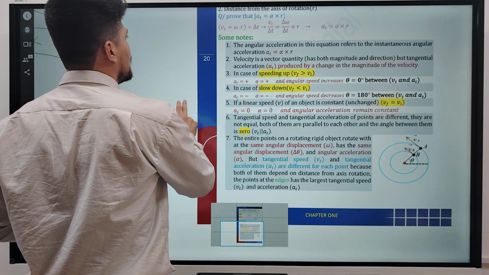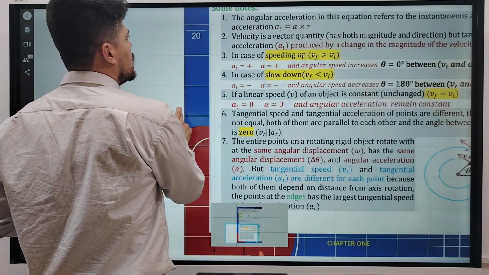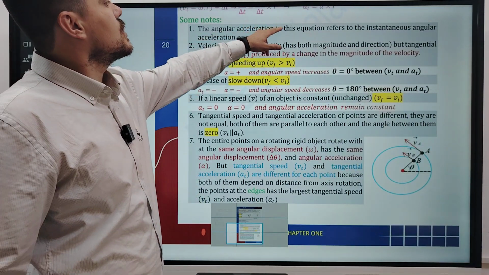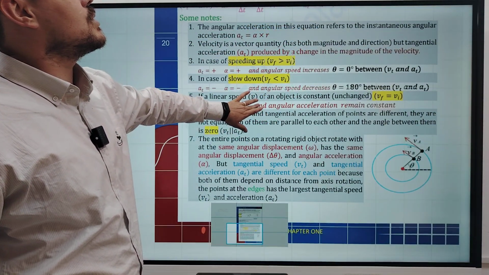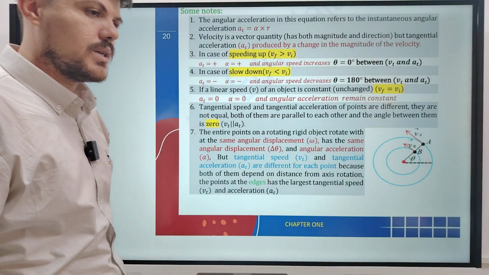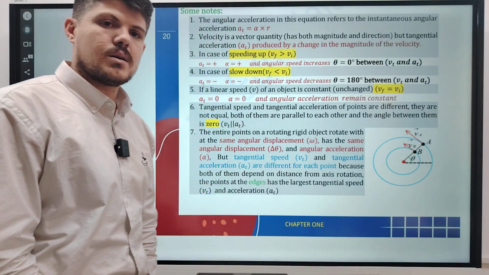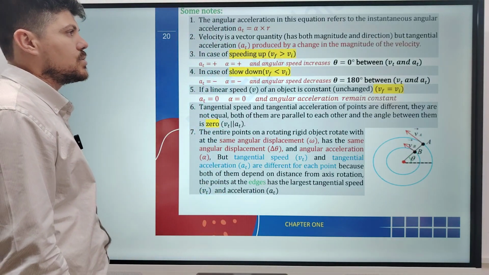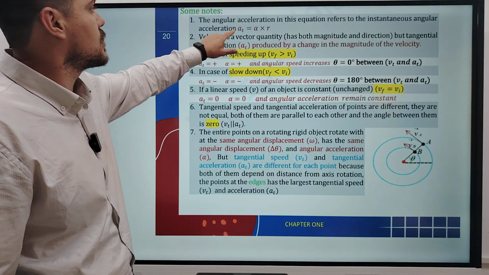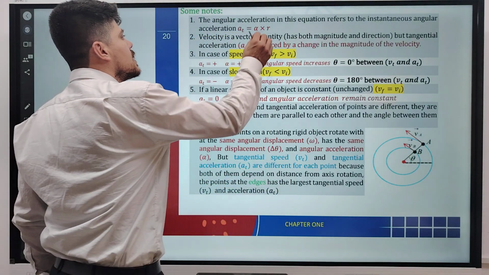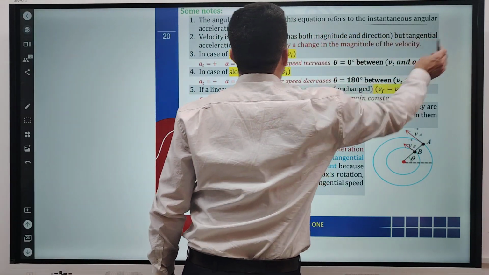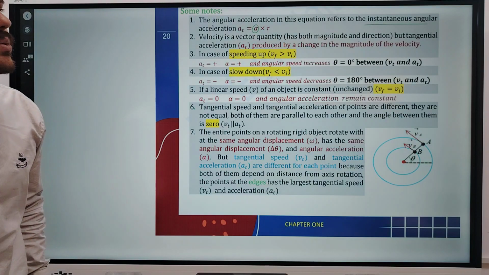So we have some notes about the tangential acceleration. The angular acceleration in this equation refers to the instantaneous angular acceleration, as we discussed and described in the previous lesson about the instantaneous angular speed. This is the same thing as for the angular speed. Okay, which is equal to what? Alpha r. What is alpha in this equation? It is the instantaneous angular acceleration, not the average angular acceleration.